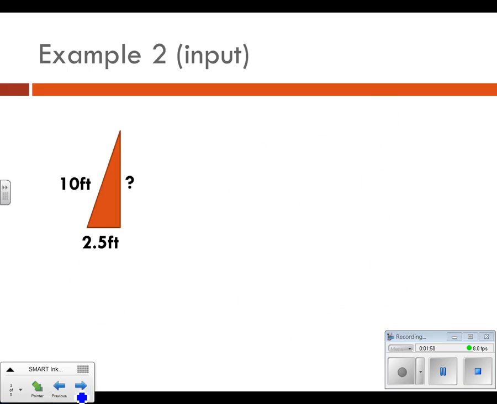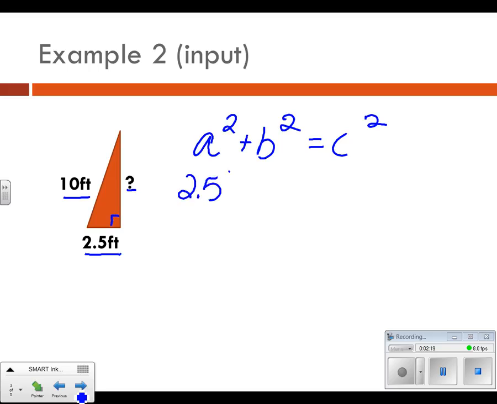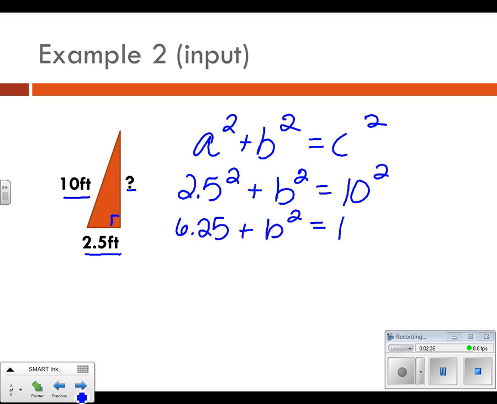You can see in this right triangle, here's our right angle, so we've got one leg which is 2.5 feet, and we have another leg which is what we're looking for. The hypotenuse is 10 feet. So if we take our theorem, a squared plus b squared equals c squared, and this time let's say that the a is 2.5, and we're squaring it. The b is what we're looking for, that's the question mark. C, the hypotenuse, is 10. So 2.5 squared, 2.5 times 2.5 gives you 6.25, plus b squared equals 100.